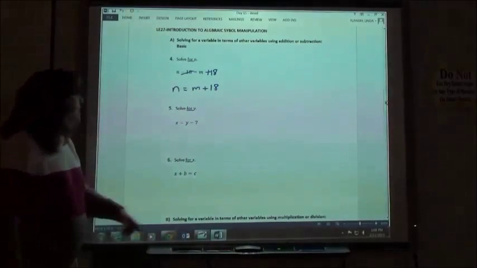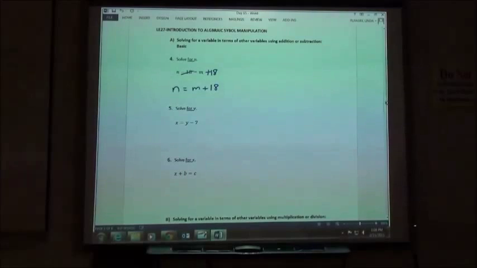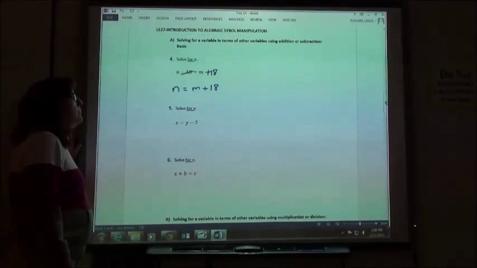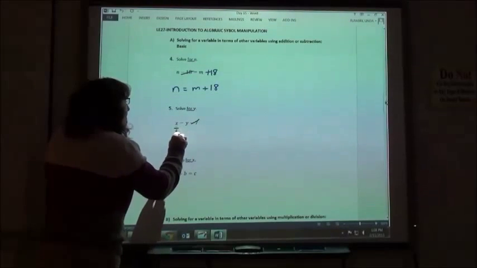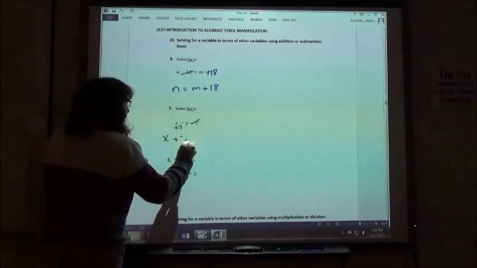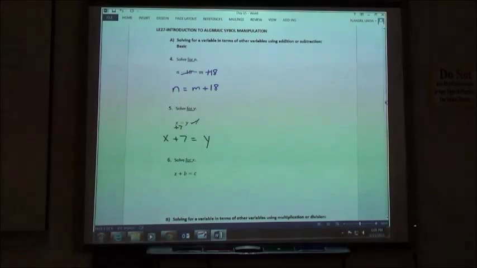So number 5 says solve it for y. I want to get the y by itself. So what do I want to do? So we want to get the y alone. So you want to drop and make it a positive x, y equals x plus 7. Exactly. I put x plus 7 equals y, but it's the same thing as y equals x plus 7, right?